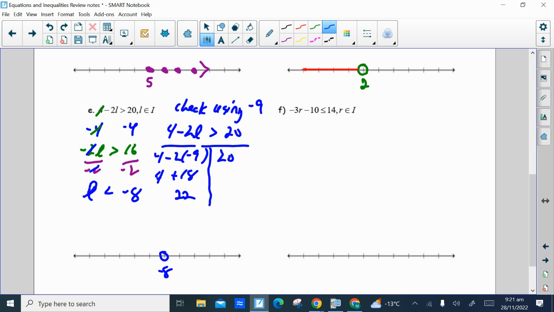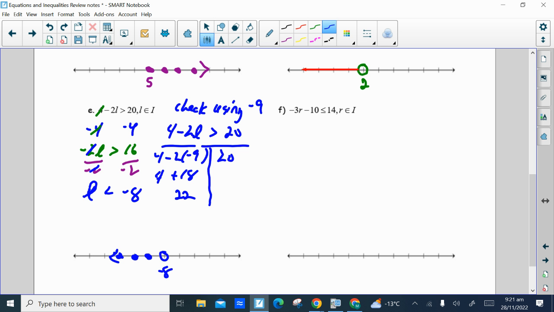But our solution is that L must be less than negative 8. So we could put an open dot on negative 8. It's not included. And again, because we're dealing with integers here, we can only use a series of dots, not a line. A line means real numbers. It means all fractions and decimals. Integers are not fractions and decimals. Only positive and negative counting numbers. All right?